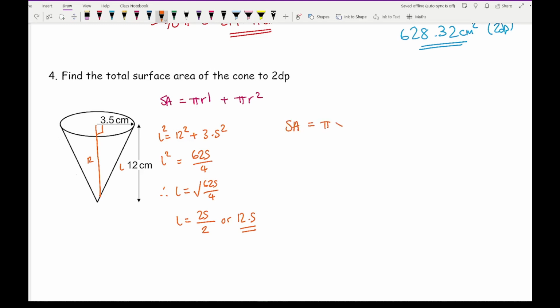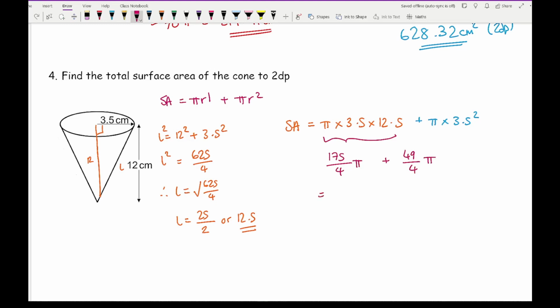So it's going to be pi times r, which is 3.5, times the slanted area, which is 12.5, and I add that to the base of the cone, which is pi times 3.5 squared. Now again, what you might want to do is work this out separately, because otherwise you're trusting a lot in your calculator to make sure it's typing it in correctly. So I get 175 over 4 pi plus 3.5 squared, which is 49 over 4 pi.